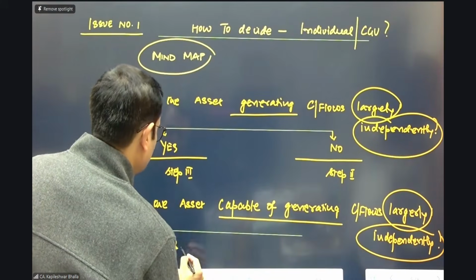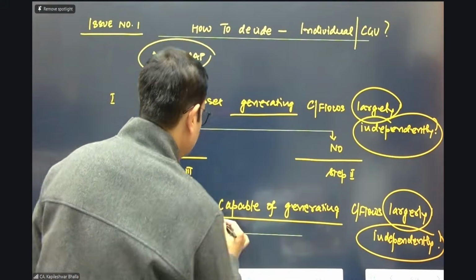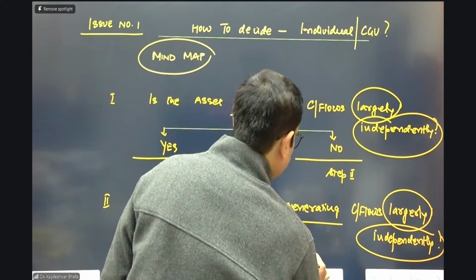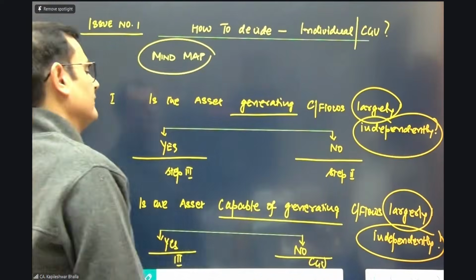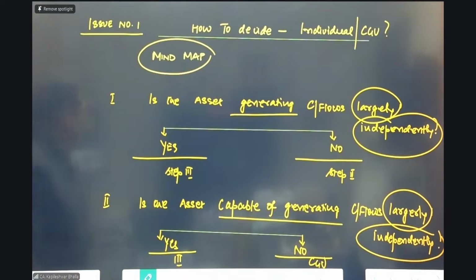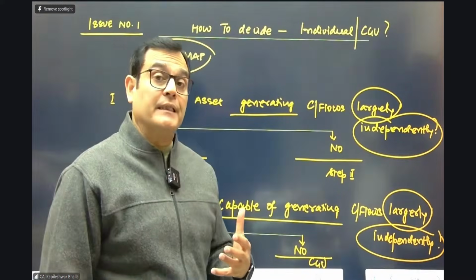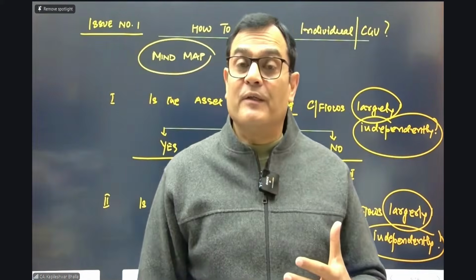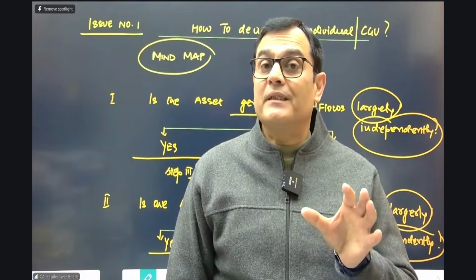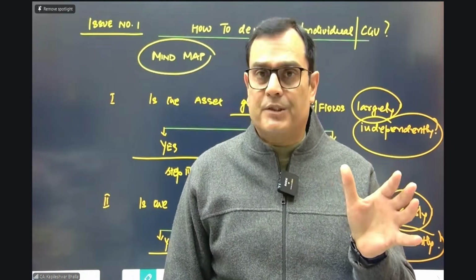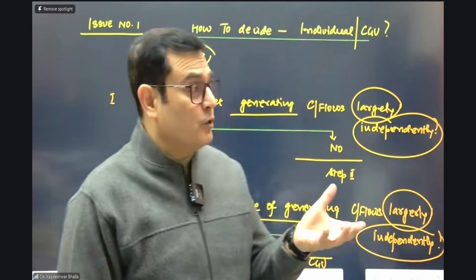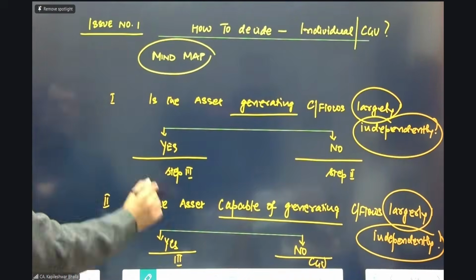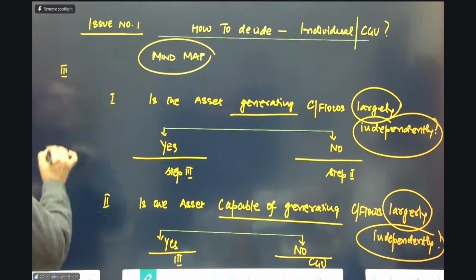So if you say yes, we still go to step number 3. And if you say no, then we have decided it is a part of the CGU. In this case, it is a part of the CGU. It is neither generating nor capable of generating. That means it has to be tested along with something else because it's neither generating nor capable. Therefore, it goes as a part of the CGU. And then comes step number 3.